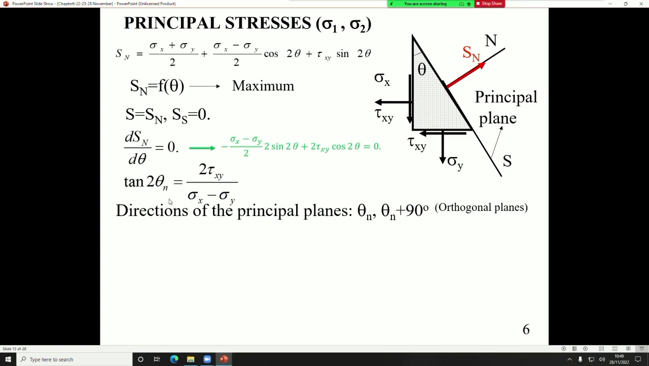So theta n, as I said, 2 theta n, or 2 theta n plus 180 degrees, or theta n plus or minus 90 degrees, gives us the orientations of the principal planes.